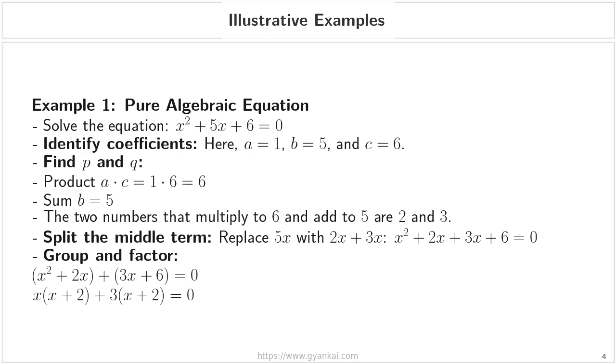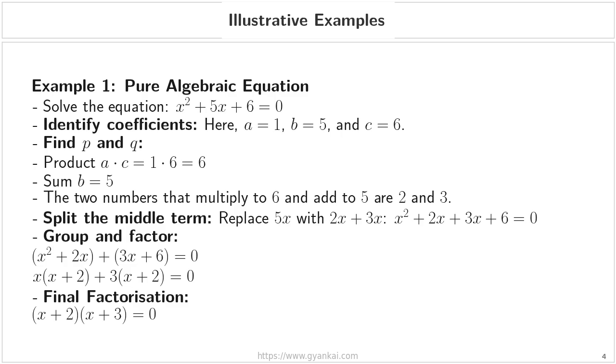With the middle term split, we can now proceed to factor by grouping, just as we planned in our step-by-step guide. Let's group the first two terms together and the last two terms together. This gives us the quantity x squared plus 2x plus the quantity 3x plus 6, all equaling 0. From the first group, we can factor out the greatest common factor, which is x, leaving us with x times the quantity x plus 2. From the second group, we can factor out a 3, leaving us with 3 times the quantity x plus 2.